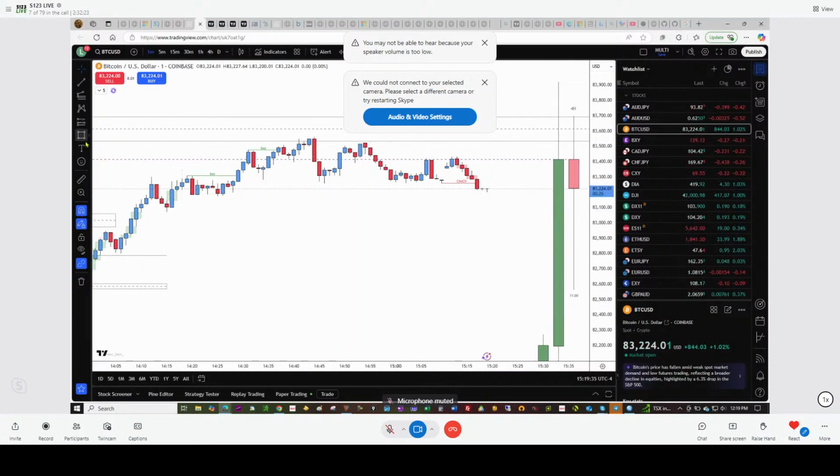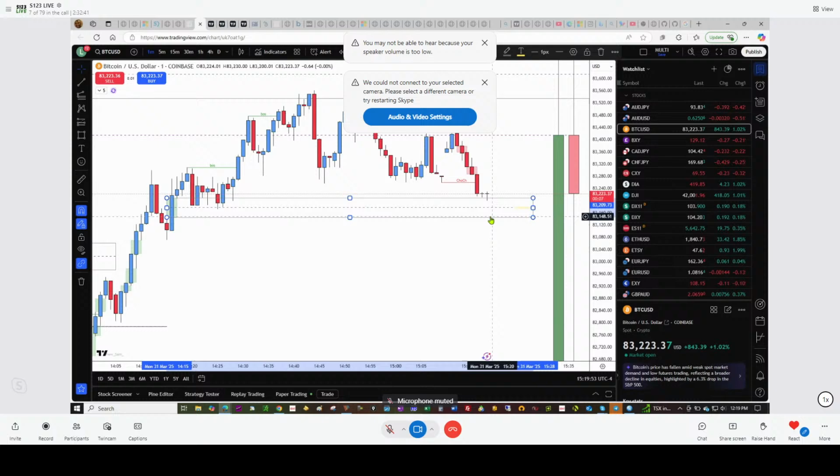So we do have a gap right here. That's the one that we're touching right now, although it was partially mitigated, but the midpoint of it has not been mitigated. So they're looking to come right into that midpoint area and continue up. So I like Bitcoin there for a continued push to the upside. So I might buy that.